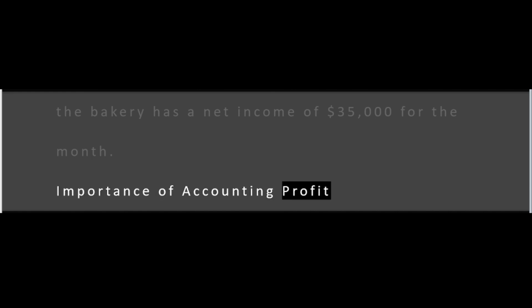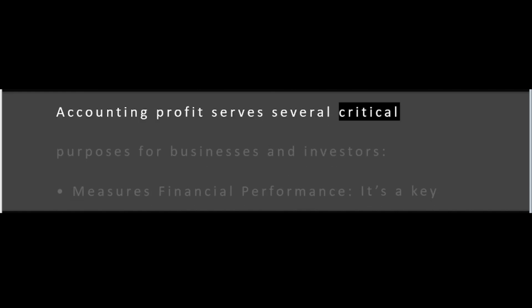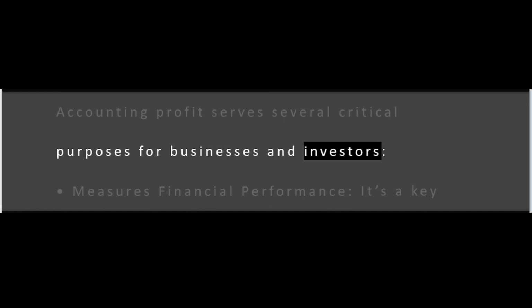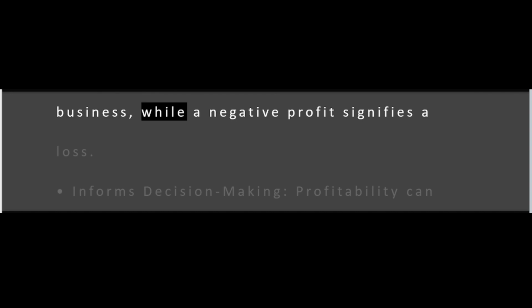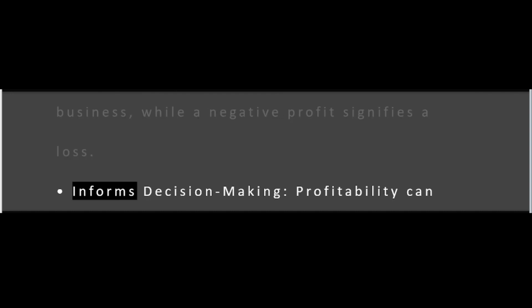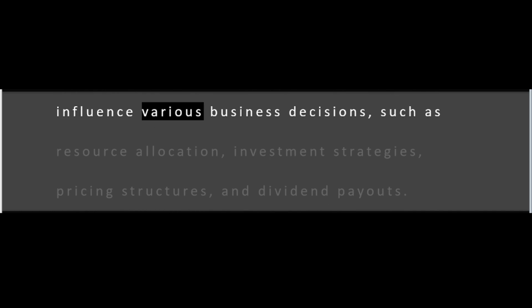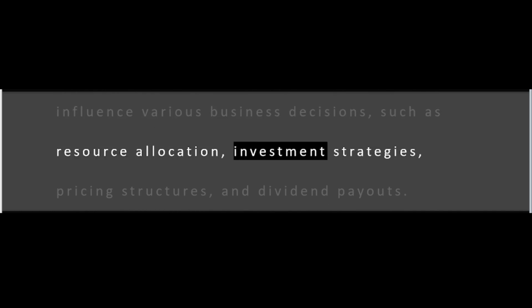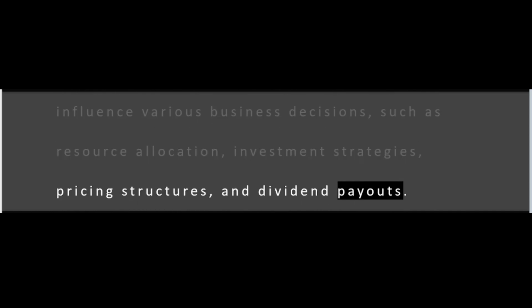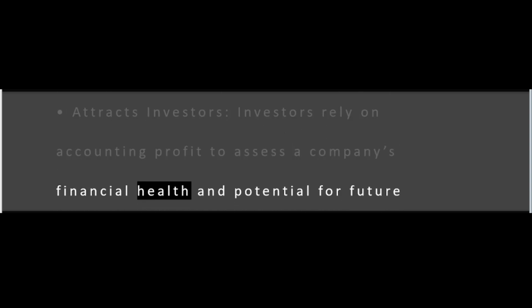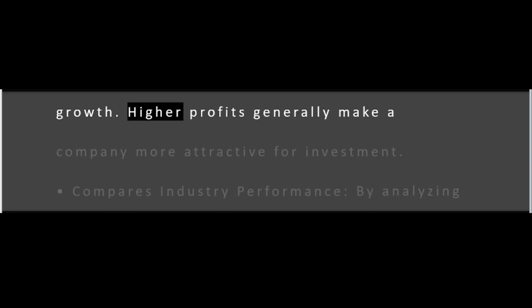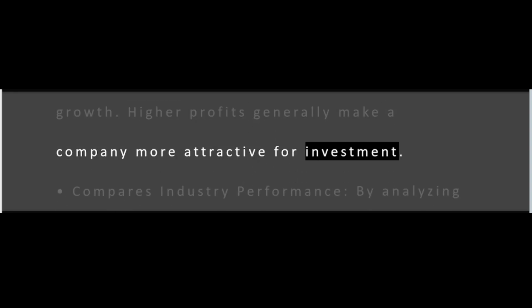Importance of accounting profit. Accounting profit serves several critical purposes for businesses and investors. Measures financial performance. It's a key metric for evaluating a company's ability to generate revenue and control expenses. A positive accounting profit indicates a profitable business, while a negative profit signifies a loss. Informs decision-making. Profitability can influence various business decisions, such as resource allocation, investment strategies, pricing structures, and dividend payouts. Attracts investors. Investors rely on accounting profit to assess a company's financial health and potential for future growth. Higher profits generally make a company more attractive for investment.